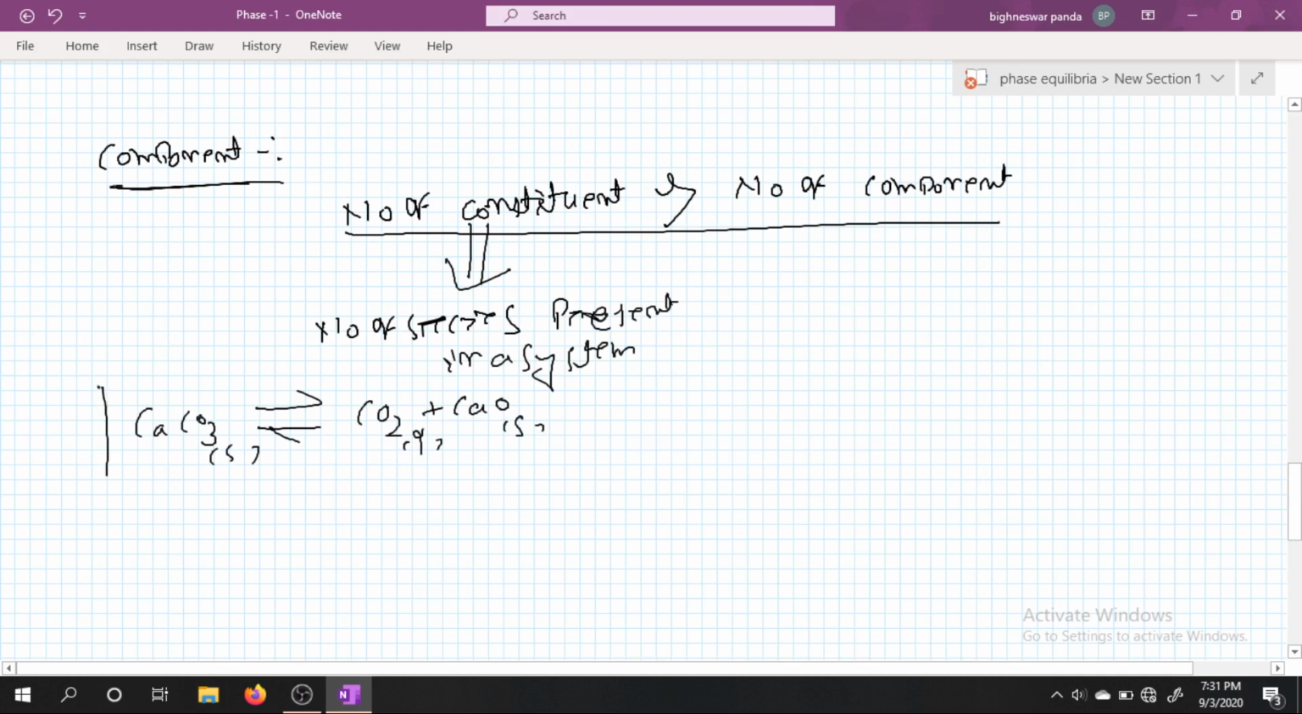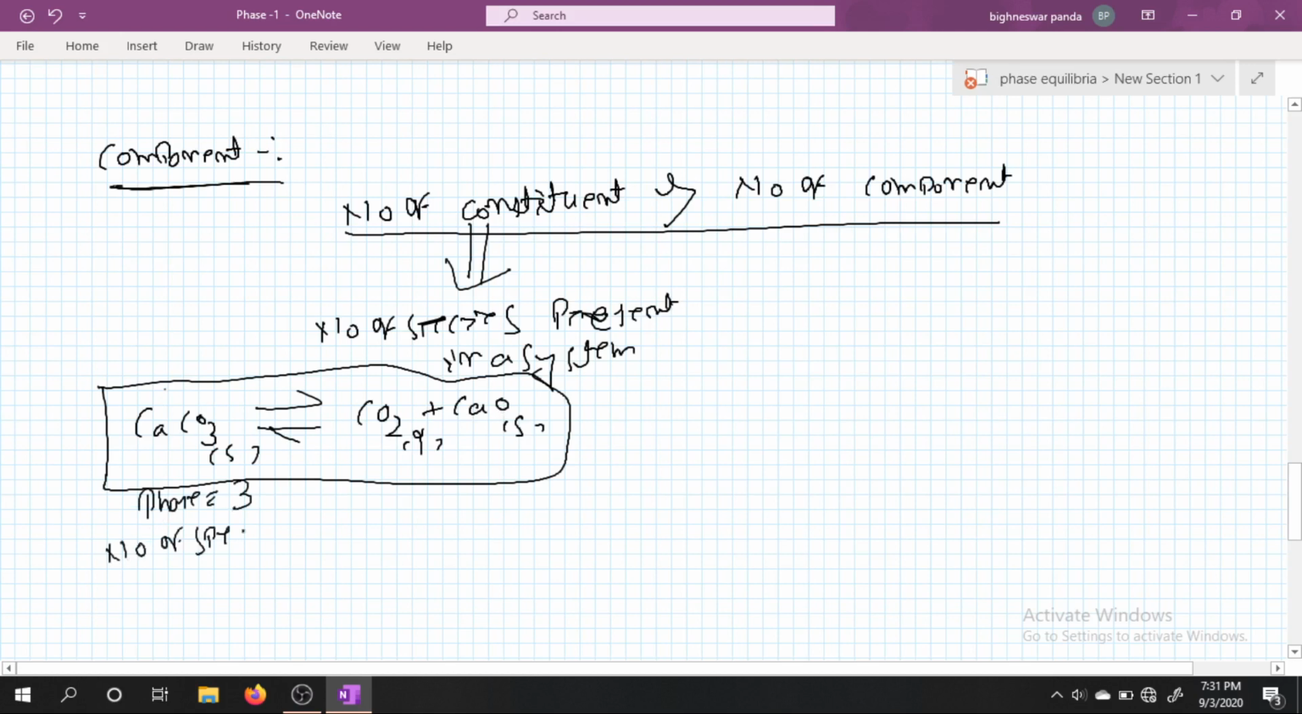So if we consider the system, here the one species is calcium carbonate, another species is carbon dioxide, another species is calcium oxide. So here phase equal to 3 and number of species equal to 3. So number of constituent means number of species present in a system. Now what is number of component?